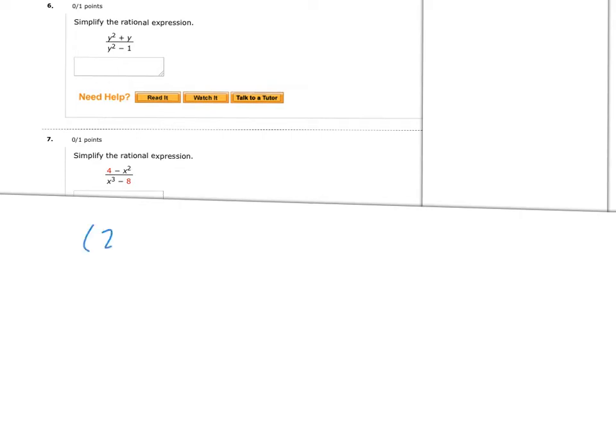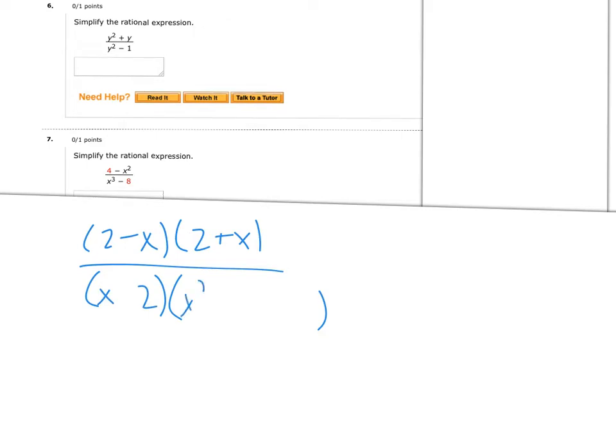So I can factor the numerator as 2 minus x, 2 plus x, difference of perfect squares. The denominator is a perfect cubes. So I'm going to do one small and one big parentheses. So I got the x and the 2. X times x is x squared. X times 2 is 2x, and 2 times 2 is 4. And we'll go same, opposite, always positive.